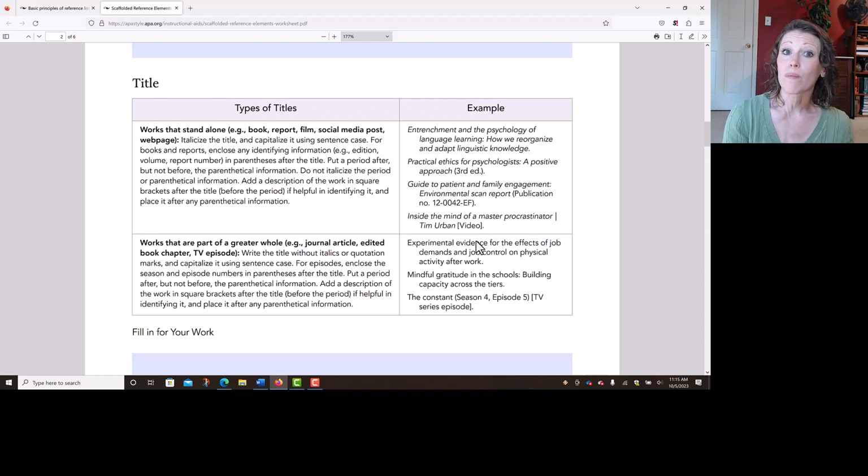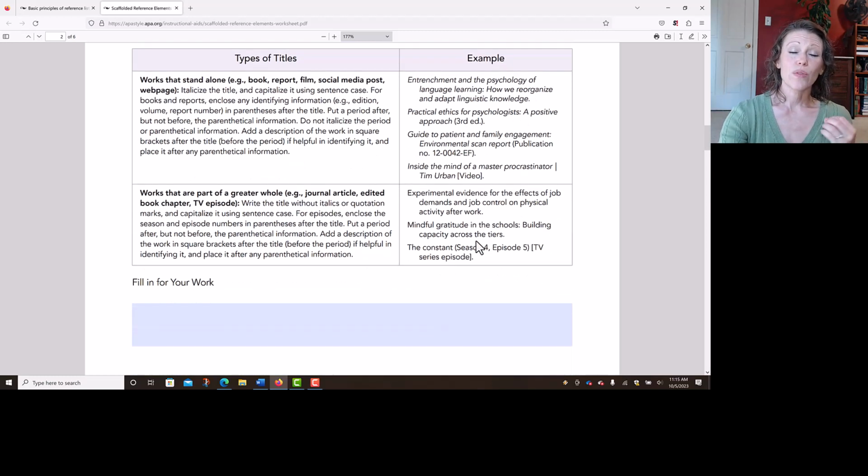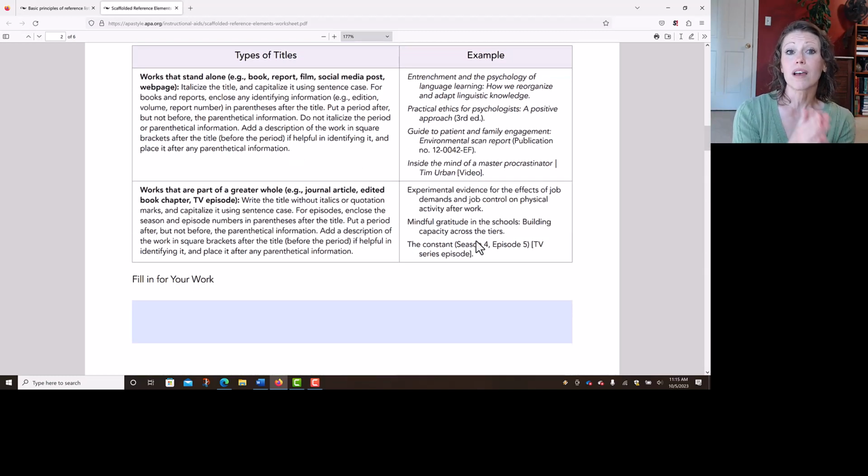That is very different from MLA, that capitalizes all of the content words in a title. So APA doesn't do that. So just kind of keep that in mind. Standalone works get italics. If it is the title of a journal article, a newspaper article, a magazine article, those are not published standalone, so they do not get italics. So that is considered a work that is part of a greater whole. So that means that a journal article doesn't stand alone. It is part of a journal, like a volume or an issue number.